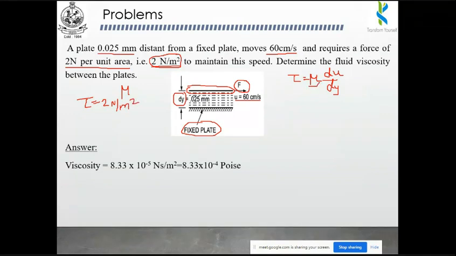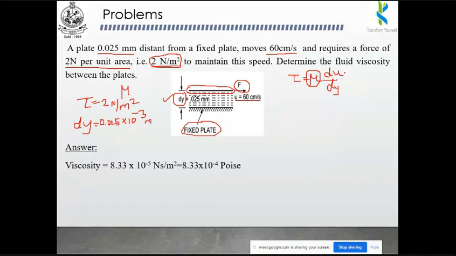We have to find this mu, right? So it is our required data. dy is available. Look here, the dy value is 0.025 millimeter. You have to convert this dy into meter because shear stress is given in Newton per meter square, so you can't use this value as it is. So you have to convert this 0.025 mm into meter. The conversion is 0.025 into 10 to the power minus 3 meter.